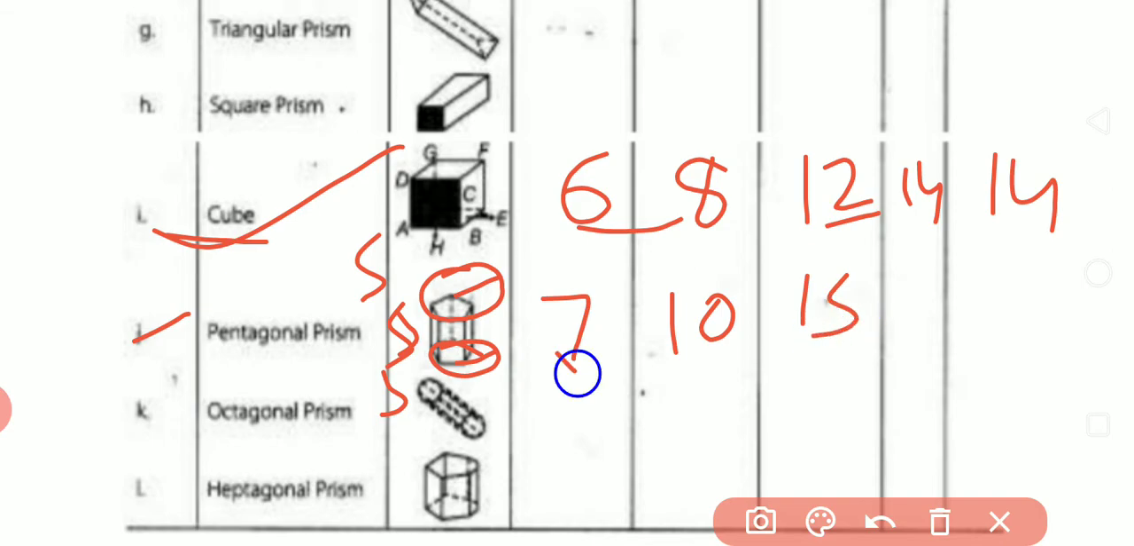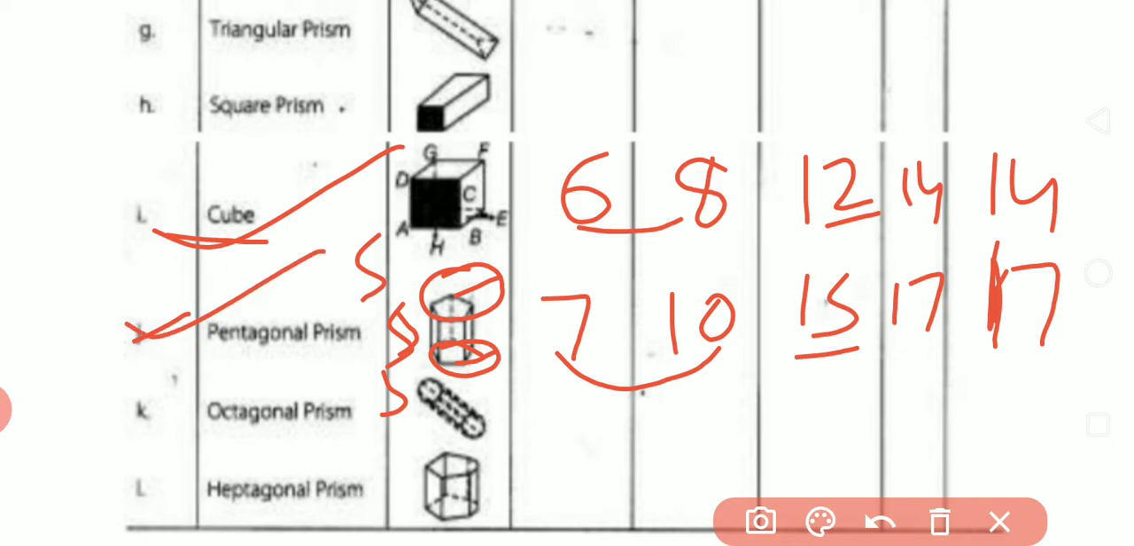So if you do f plus v, that is 10 plus 7, that is 17, and e plus 2, that is 15 plus 2, is also 17, right? So yes, it is a polyhedron. Let us come to octagonal prism.